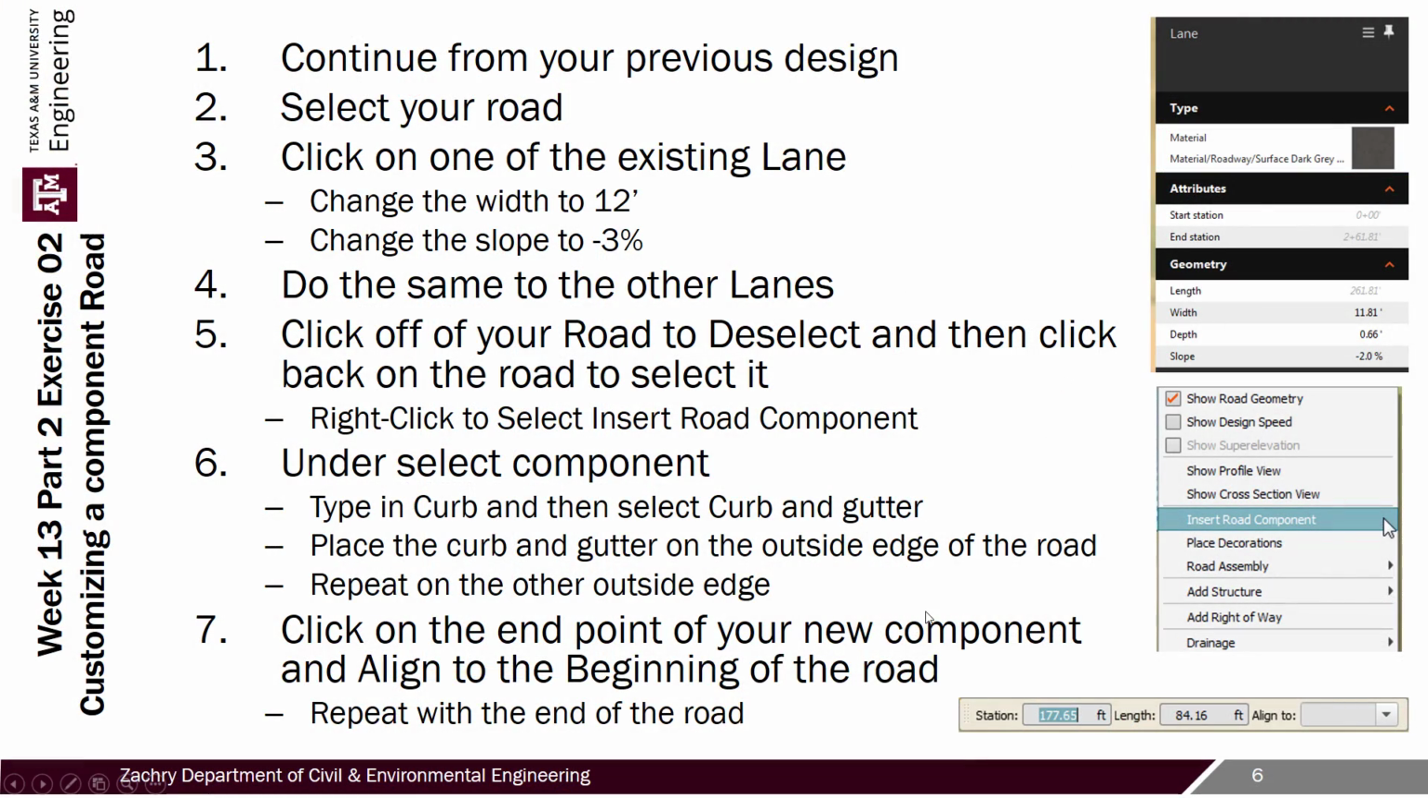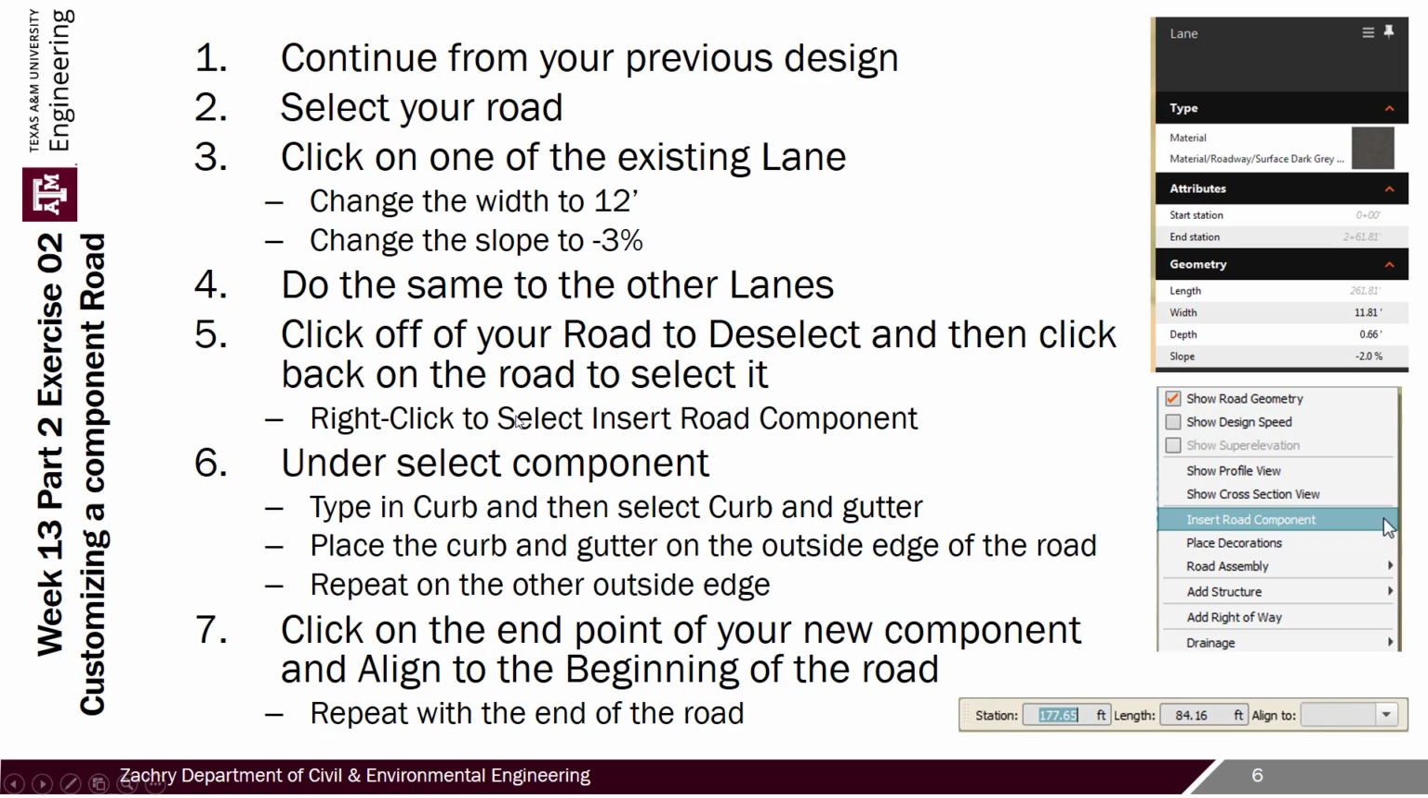So based on the existing road design, we still have to tweak it a little bit. For one, this program defaults to metric, and so it throws off some of the dimensions of the roadway and all that. One thing that we want to do is change the width of the road to 12 feet. We're going to have to change the slope to -3% because that's the standard in our area. And then we can do the same to the other lanes.